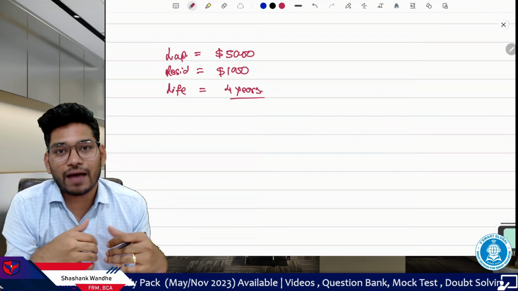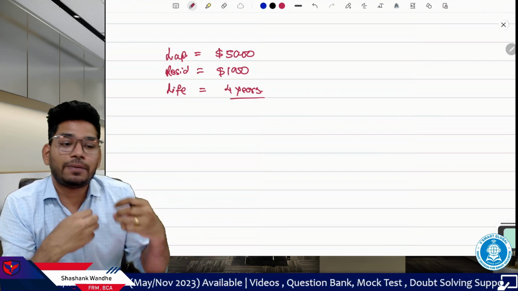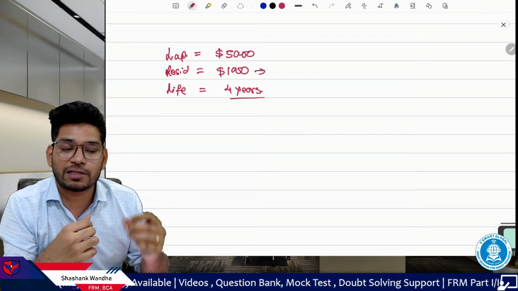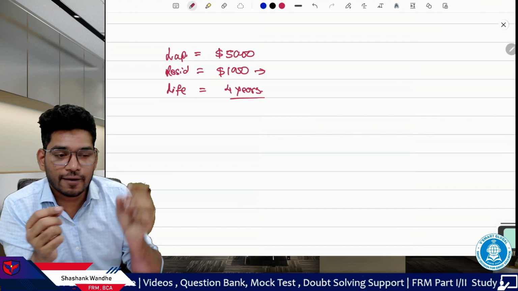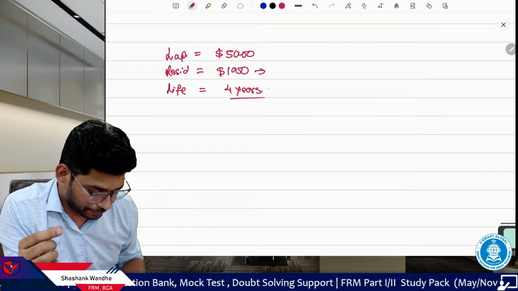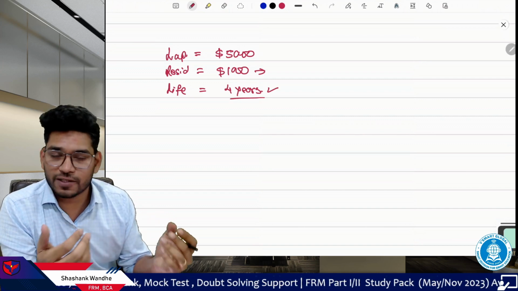Then residual value after 4 years, residual value means, or the salvage value means, I will be able to sell this particular laptop after 4 years for $1,000. So that's my sale value, and life of this laptop is 4 years.